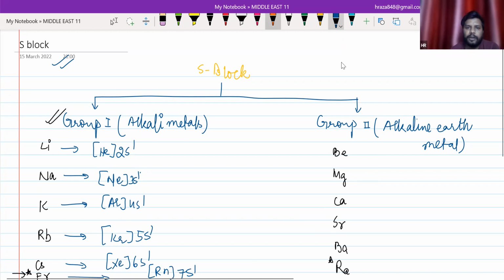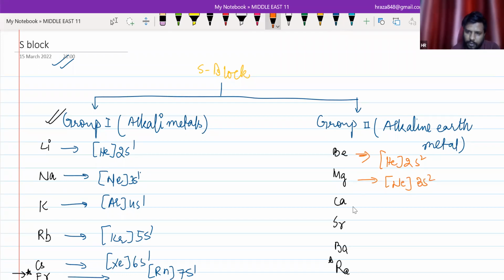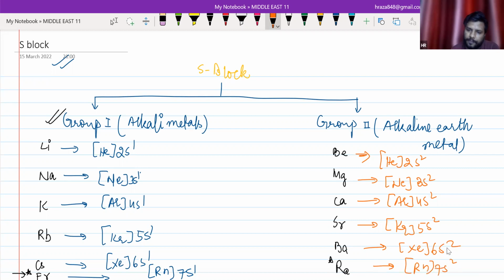In the same way, we can write the electronic configuration of beryllium. That will be helium 2s2, magnesium, neon 3s2, and then again calcium, argon 4s2, and then strontium, krypton 5s2, and barium, xenon 6s2, and radon, that is the radium, basically radon 7s2.